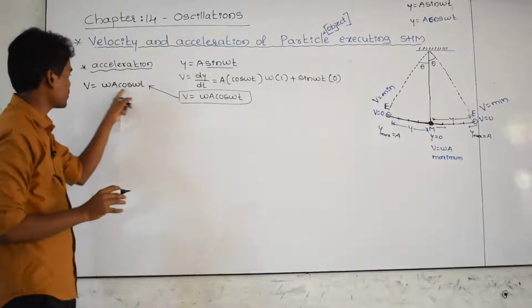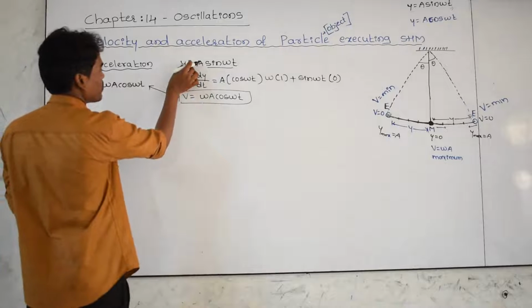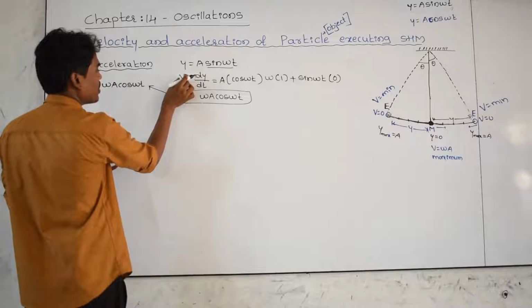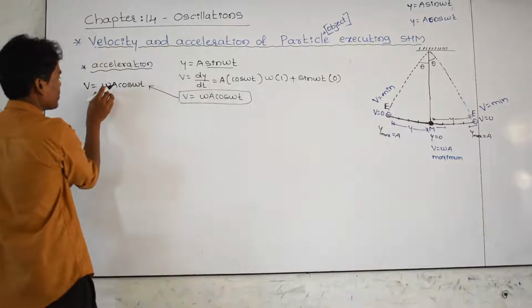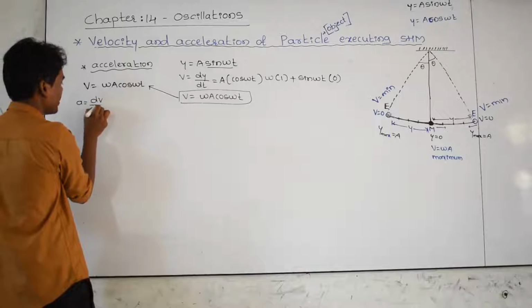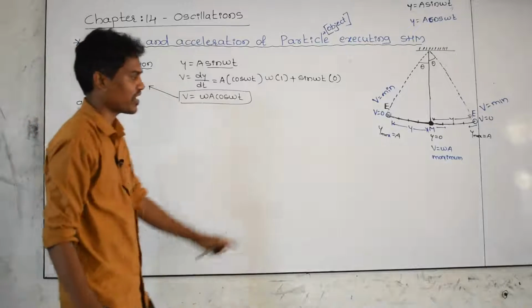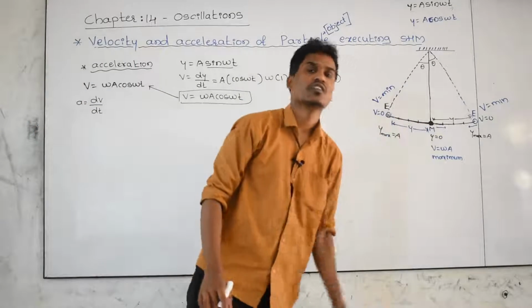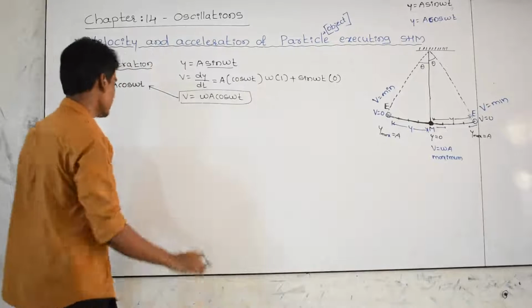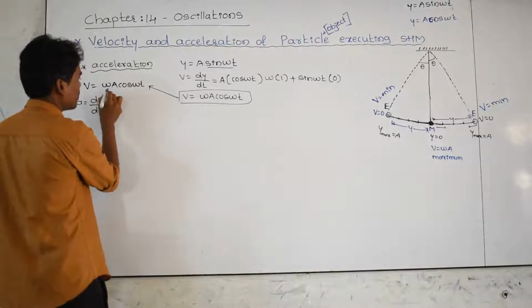And if you differentiate this one, you get acceleration. Differentiation of displacement is called velocity, but differentiation of velocity is called acceleration. Acceleration is equal to dv divided by dt. Differentiate this function and you get the acceleration of the particle at each and every point during simple harmonic motion. Again apply the product rule here.